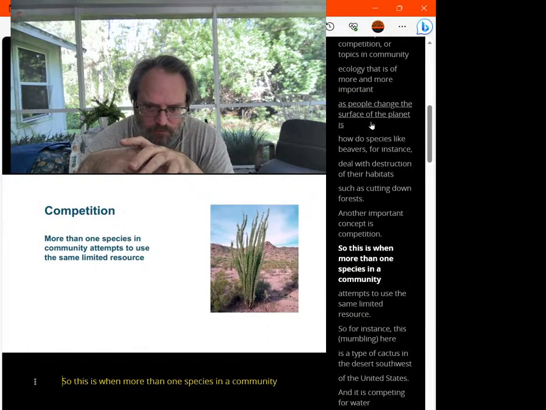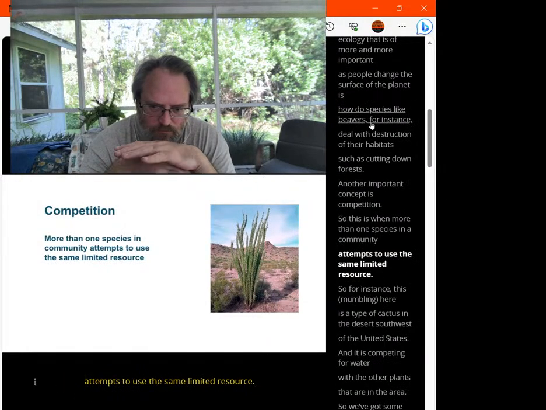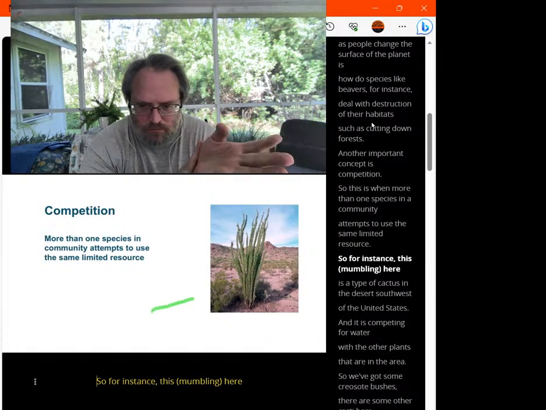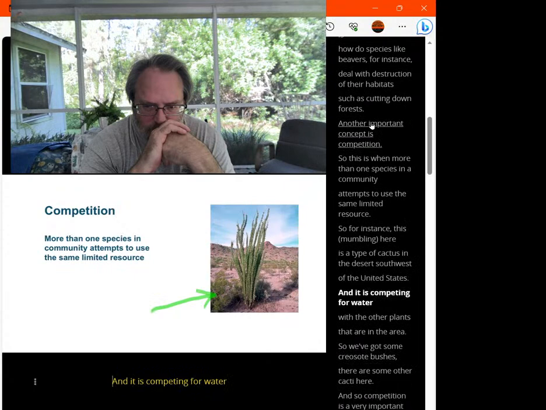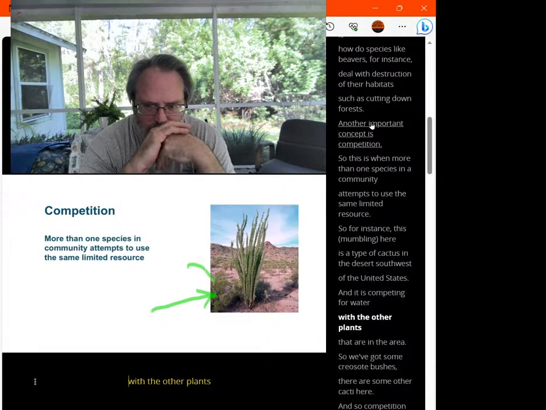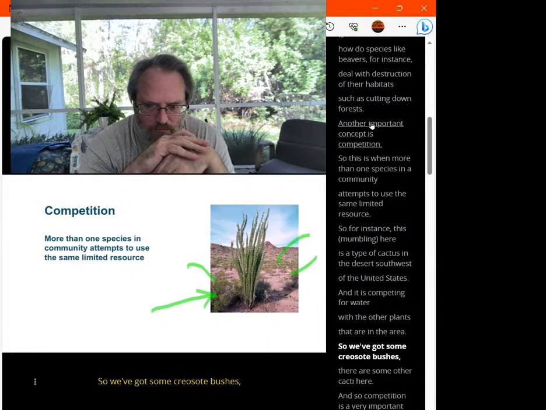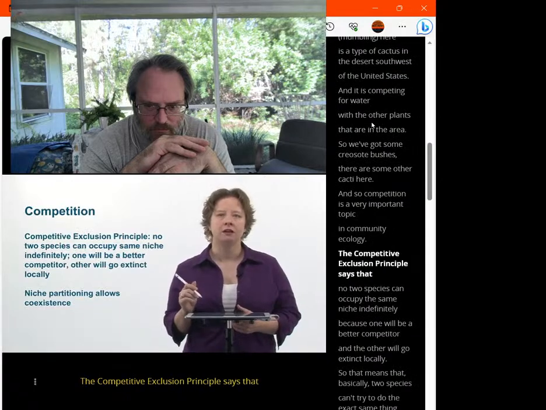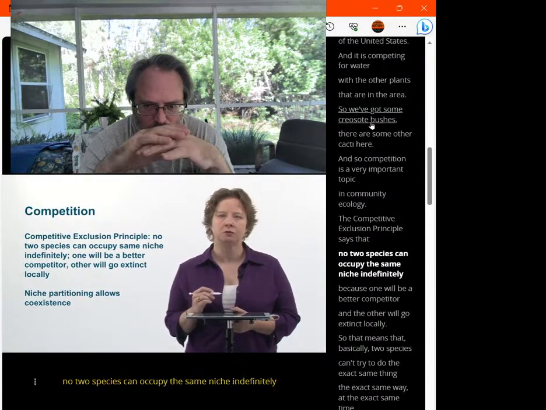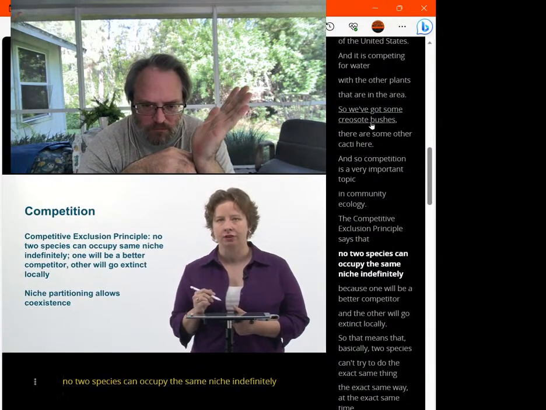Another important concept is competition. So this is when more than one species in a community attempts to use the same limited resource. So for instance, this ocotillo here is a type of cactus in the desert southwest of the United States, and it is competing for water with the other plants that are in the area. So we've got some creosote bushes, there's some other cacti here, and so competition is a very important topic in community ecology.